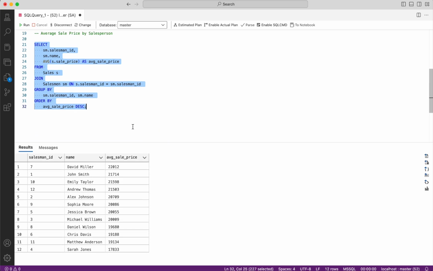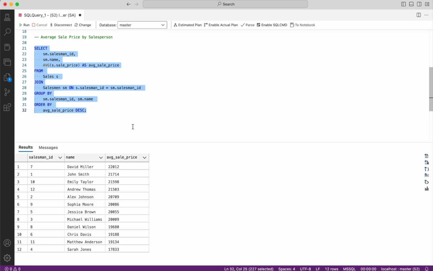Okay. So what we can see here is that our analysis reveals the average sale price for each salesperson, ranked in descending order. The results indicate that David Miller has achieved the highest average sale price at around 22,000, followed by John, Emily, Andrew, and Alex. In terms of key insights, the top performer is David Miller. It appears he's the best performing salesperson in terms of sales price averages.